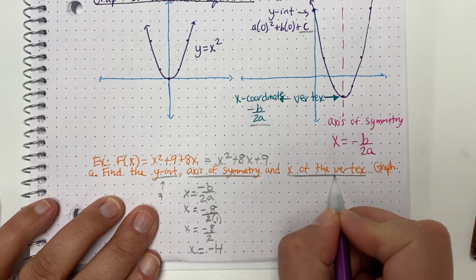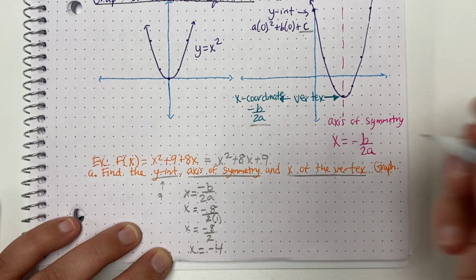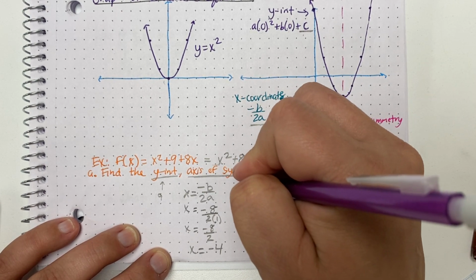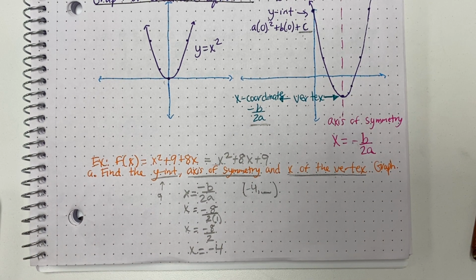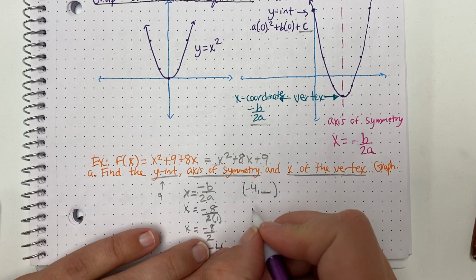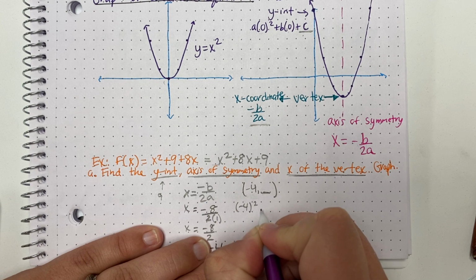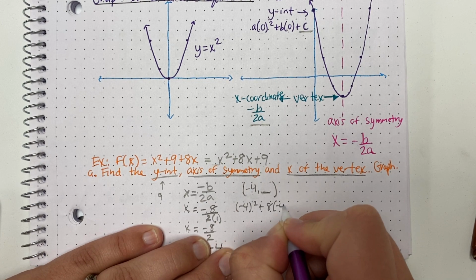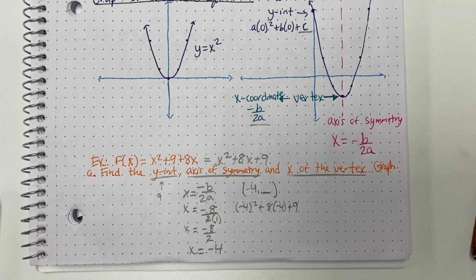So that means the x coordinate of my vertex is going to be at negative 4 and then something. I'm not sure what that something is going to be. How I can find that something is taking my equation up here and plugging this negative 4 in. So I'm going to do negative 4 squared plus 8 times negative 4 plus 9. And then I need to solve for that vertex.